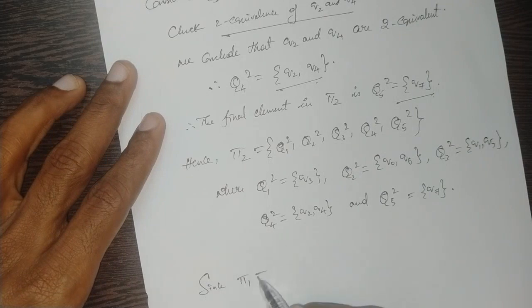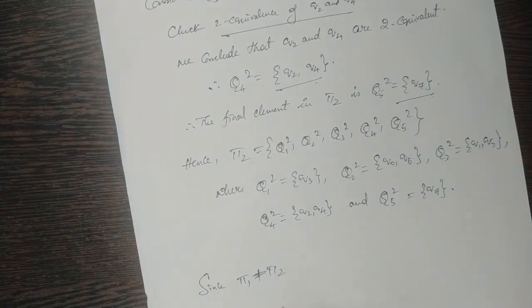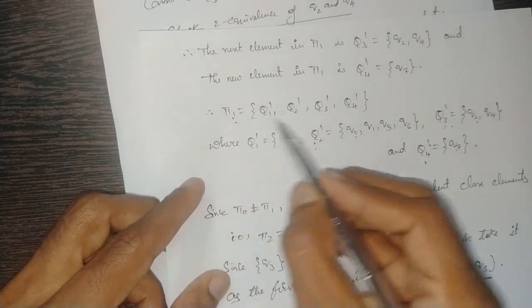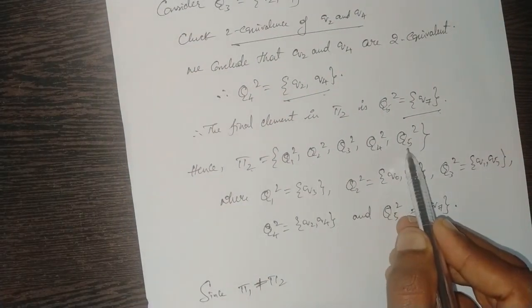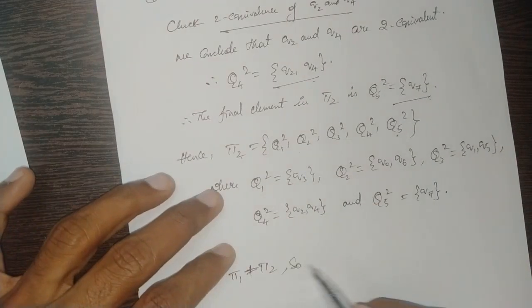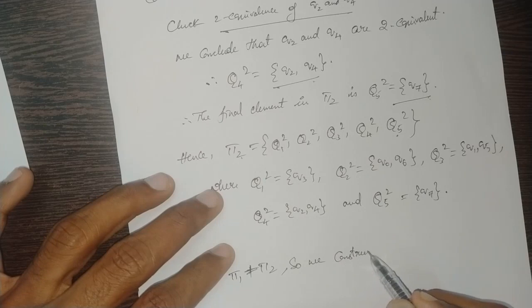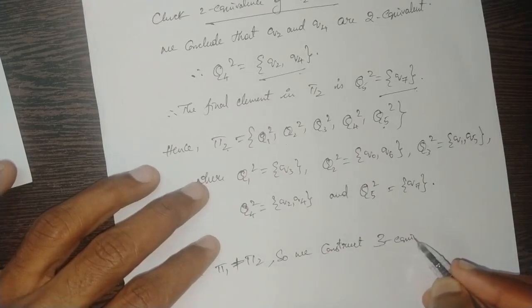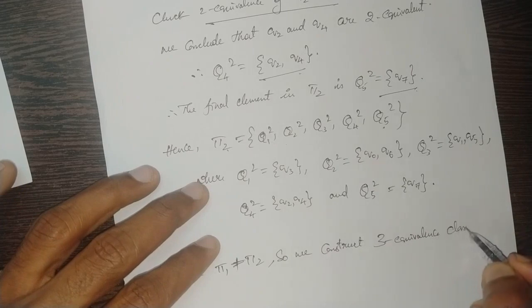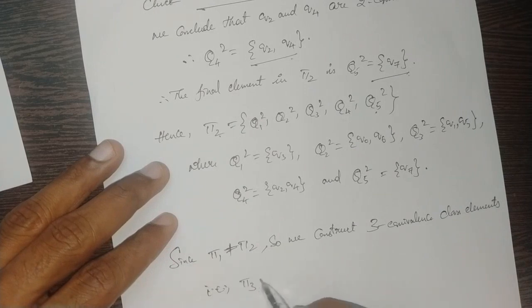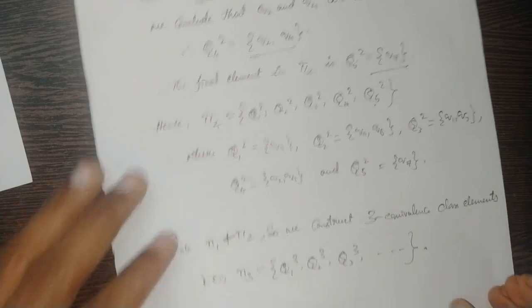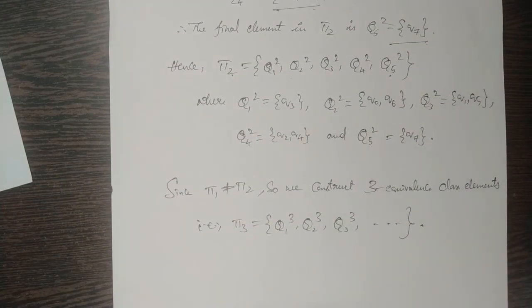So since Pi1 is not equal to Pi2, because Pi1 contains 4 elements whereas Pi2 contains 5 elements, we construct the next equivalence class elements, denoted by Pi3, and the sections are Q1 3, Q2 3, Q3 3, and so on.